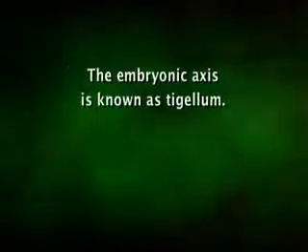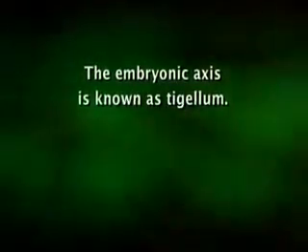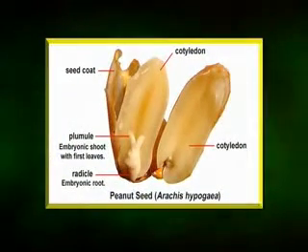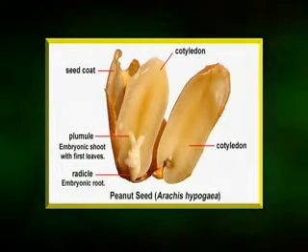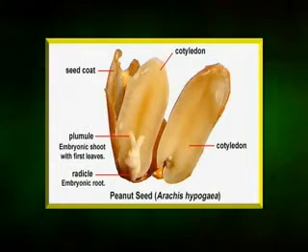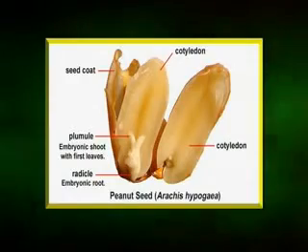The cotyledons function to store food and supply nourishment to the developing embryo until its own leaves become functional. The cotyledons of a monocot seed do not store nutrients. Rather, they absorb nutrients from the endosperm and transfer them to the embryo. The embryonic axis is known as tigellum. The part of the tigellum that lies just below the cotyledonary node is called the hypocotyl, and the part of this axis that lies just above this node is known as the epicotyl.